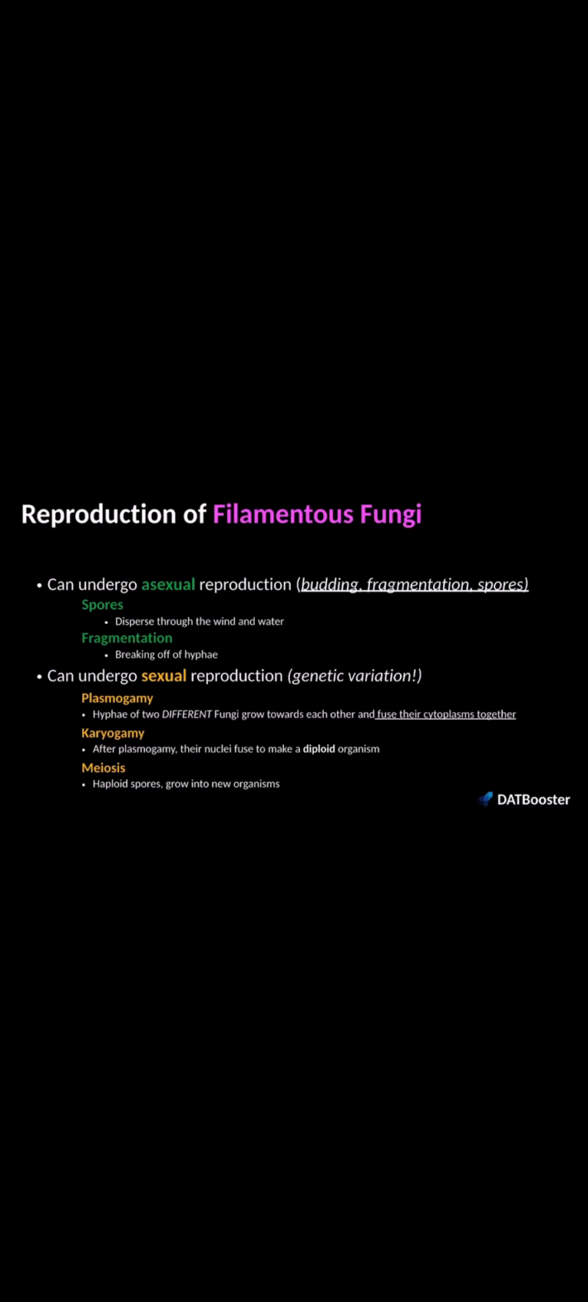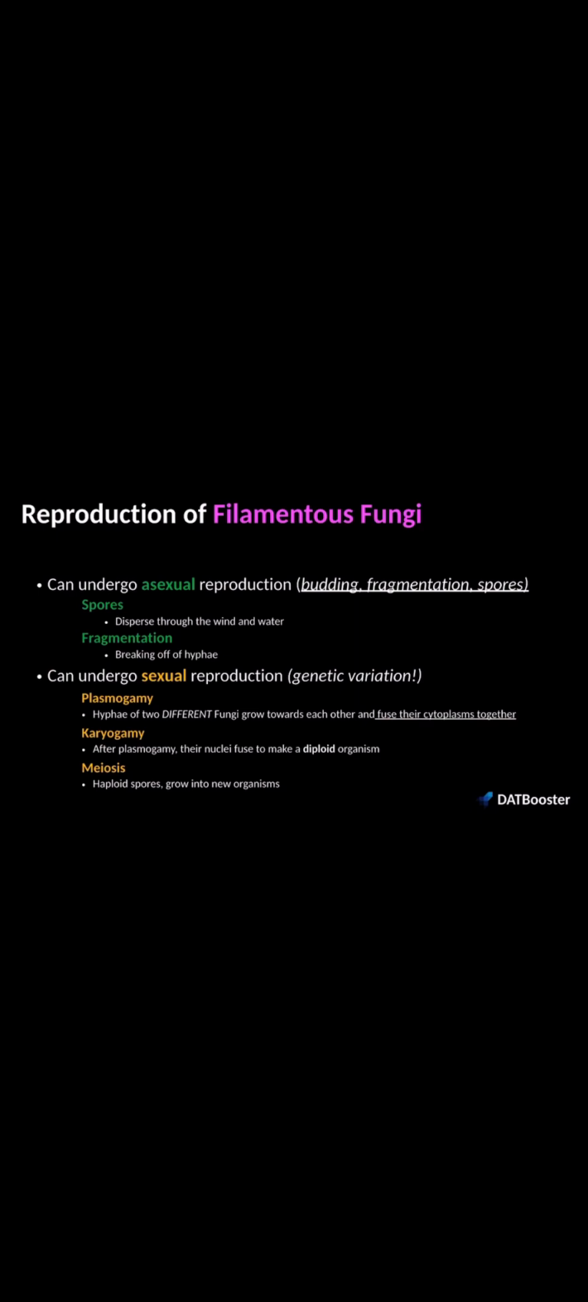Number one is plasmogamy. This is when you have two different fungi, so unique individuals here. They're going to have their hyphae grow towards each other and fuse. Their cytoplasms of their hyphae are going to fuse. So plasmogamy has the root plasmo in it. Same with cytoplasm, has that root plasm in it. So we're dealing with a cell. So this is a cellular process of two cells fusing together.